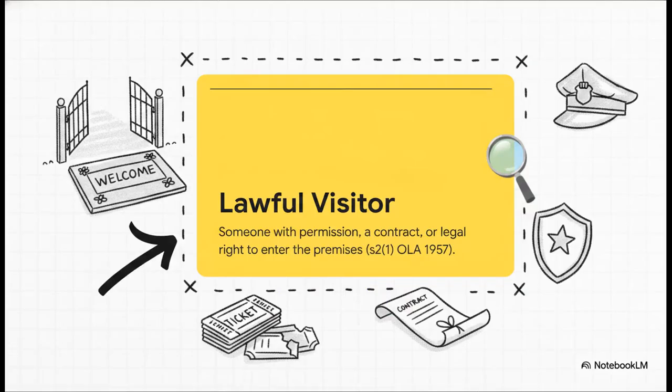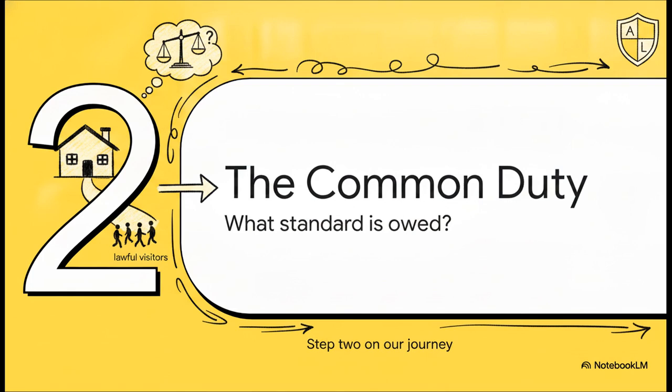Next up on your checklist, you've got to identify your claimant as a lawful visitor. Who makes the cut? Invitees, licensees with express or implied permission, people who bought an entrance ticket, or folks with a statutory right to be there, like a police officer. Confirming this status is absolutely crucial because it triggers the 1957 Act under Section 2.1 and officially proves your claimant is not a trespasser.